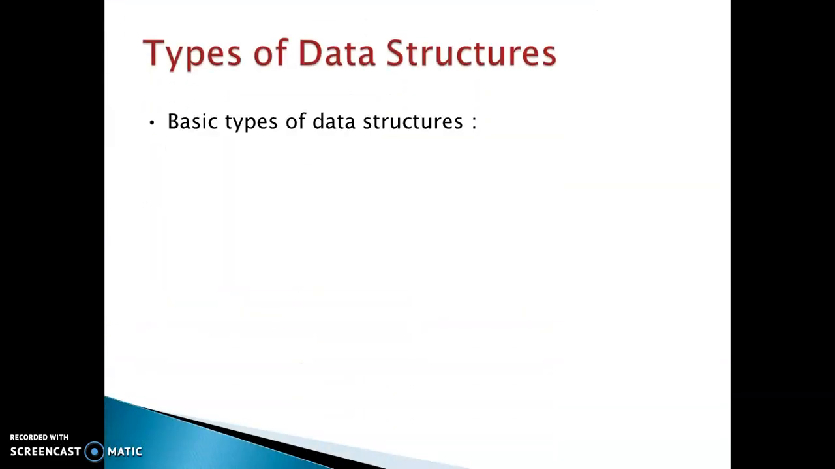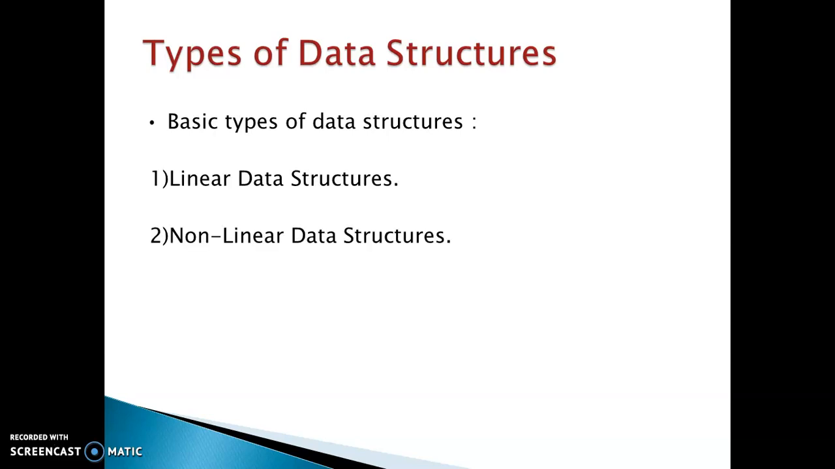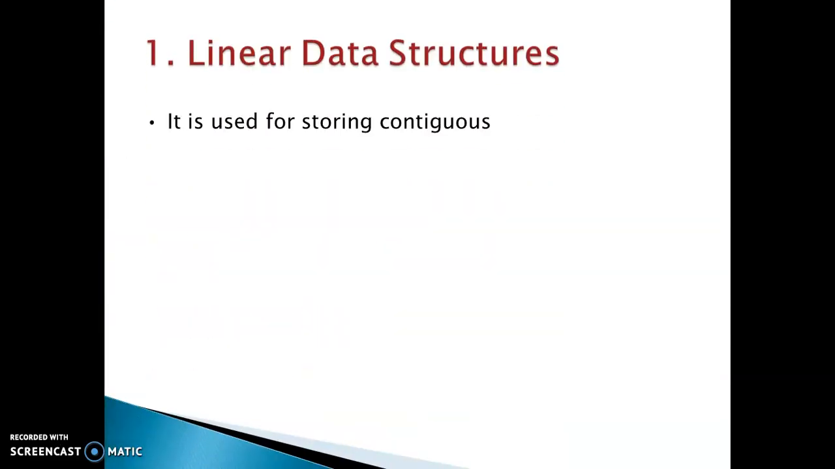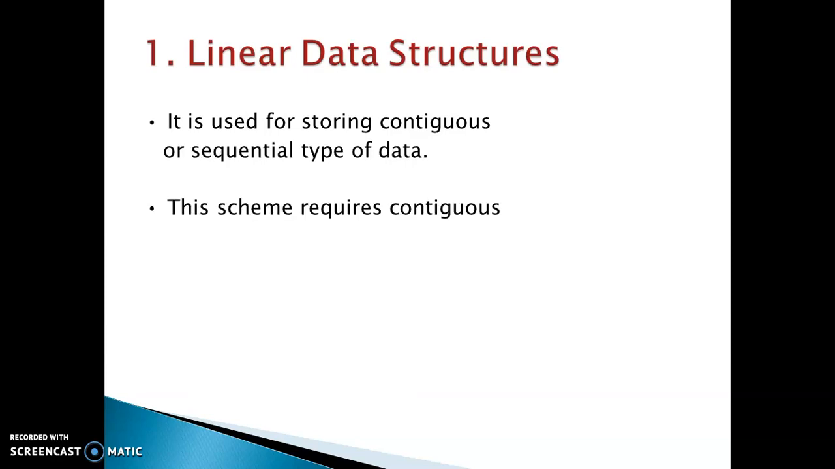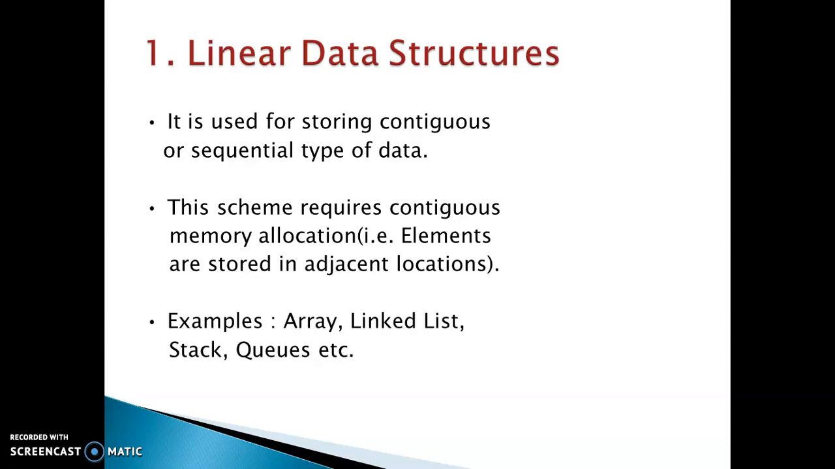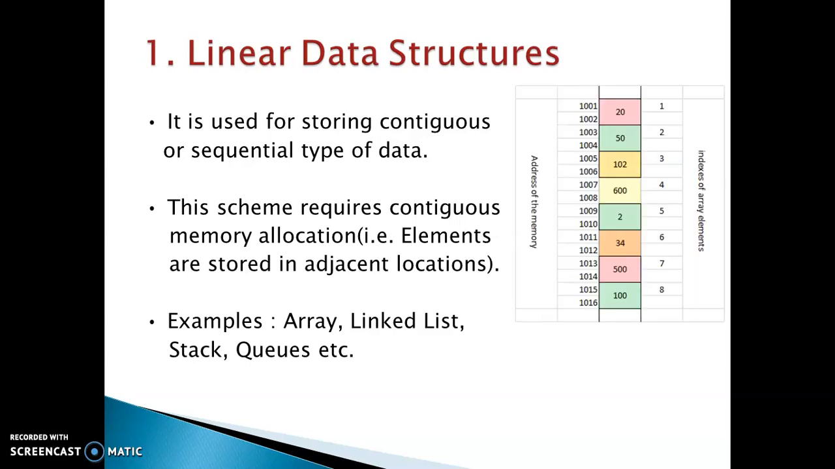Types of data structures: they are broadly classified into two main categories: linear data structures and non-linear data structures. First we'll see linear data structures. It is used for storing contiguous or sequential type of data, and this scheme requires contiguous memory allocation, that is, elements are stored in adjacent locations. The examples are arrays, linked lists, stack, queues, etc.